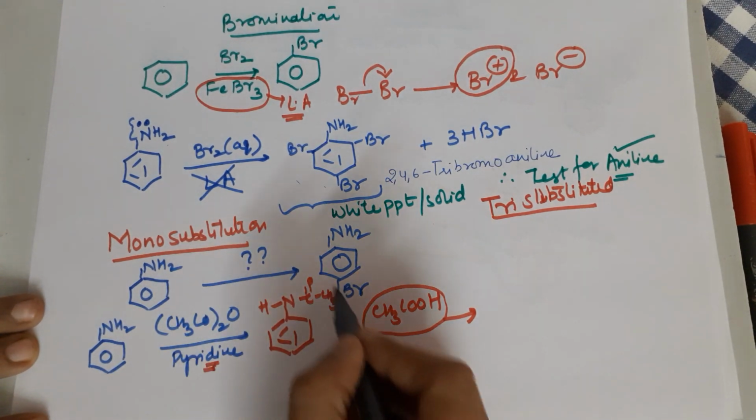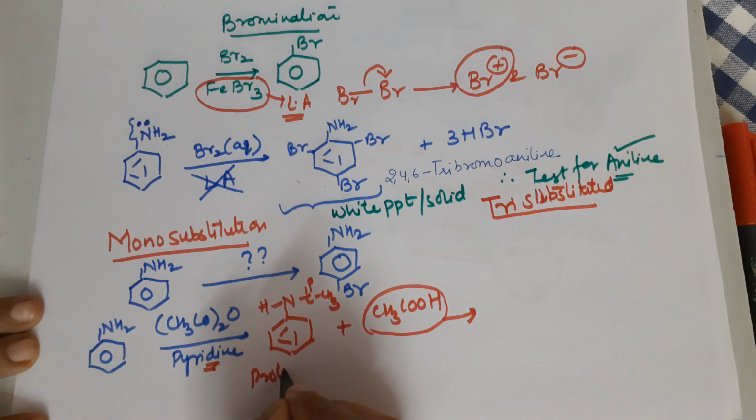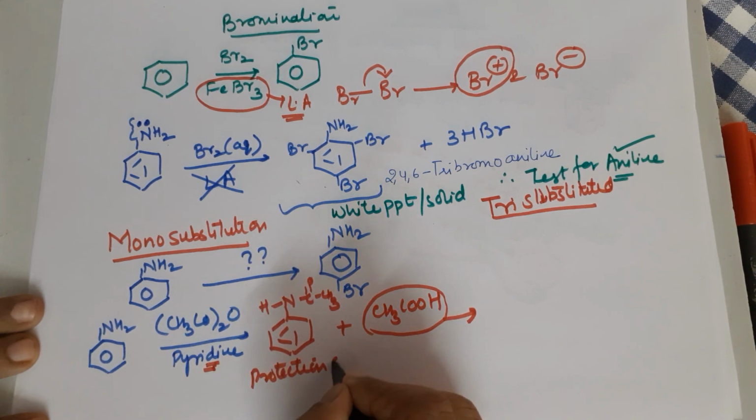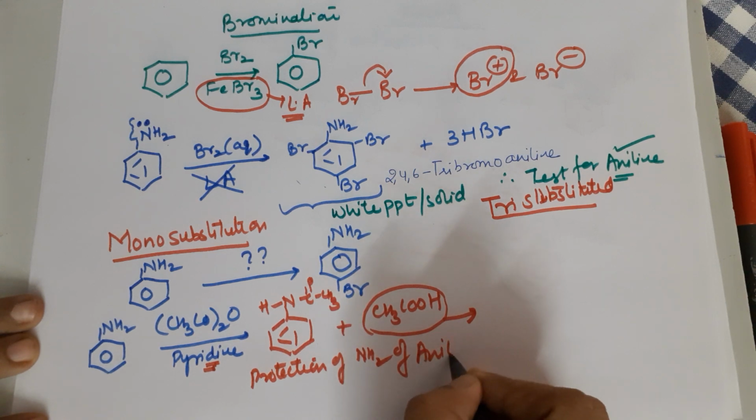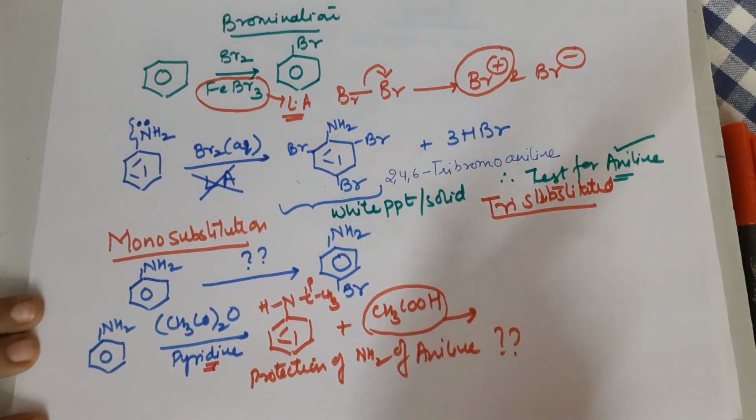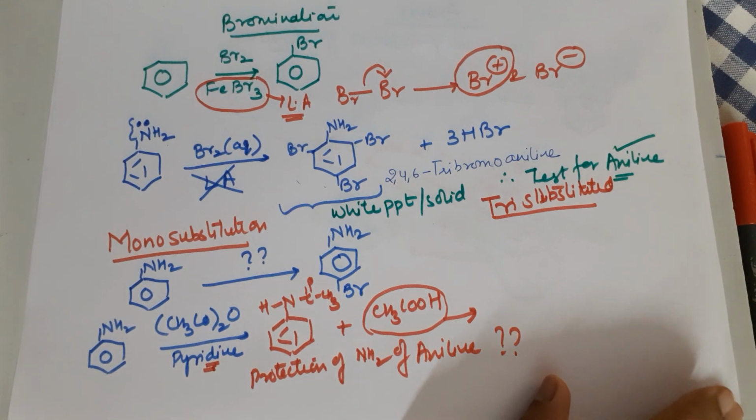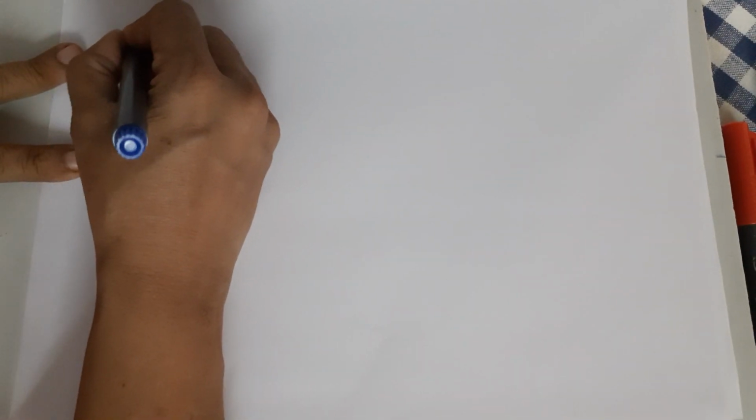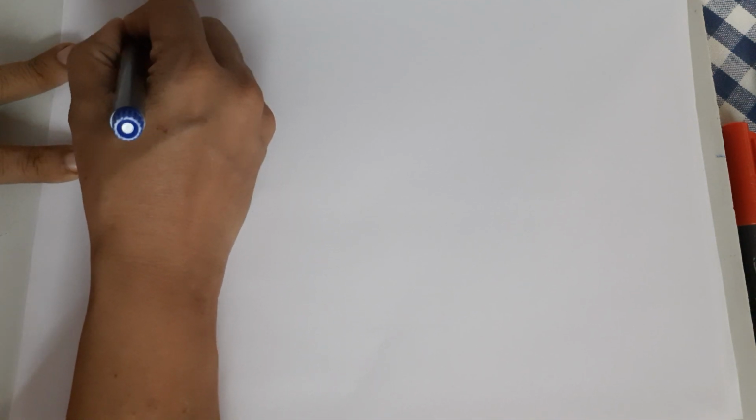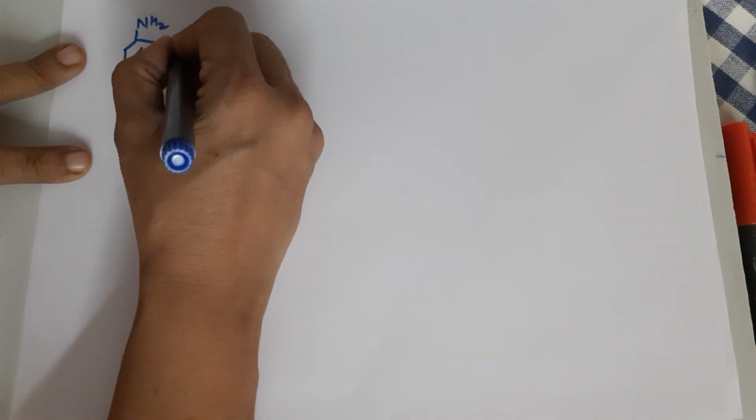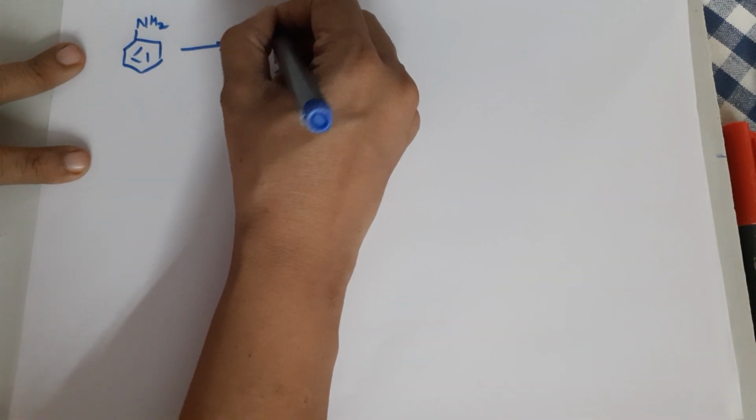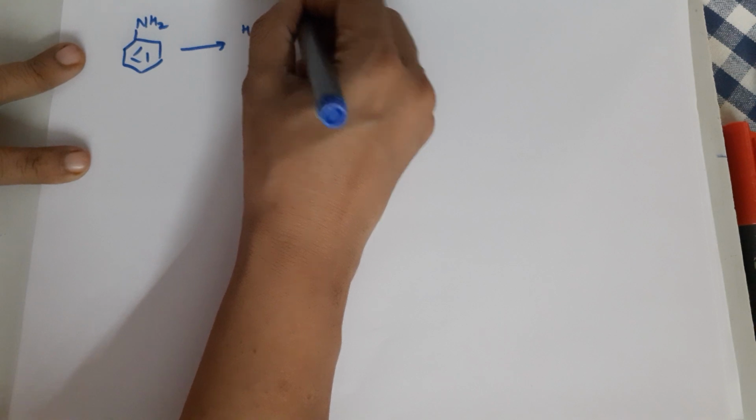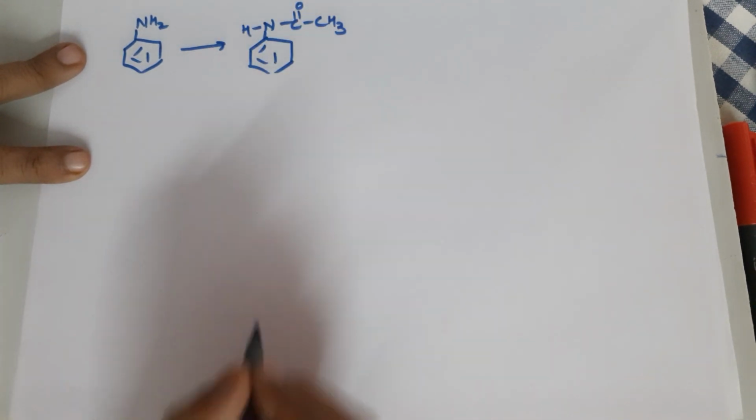The reason why we make this is protection of NH2 of aniline. Now what do I mean by protection of the NH2 of aniline is, in case of this product formation, your aniline is first made to change into acetanilide. Now why do we do that?